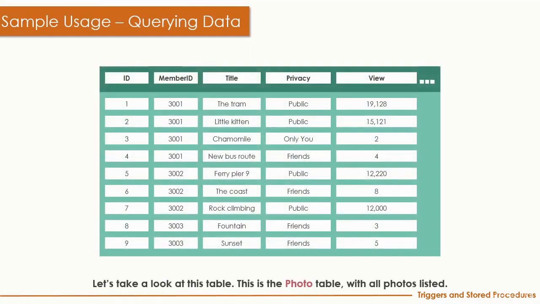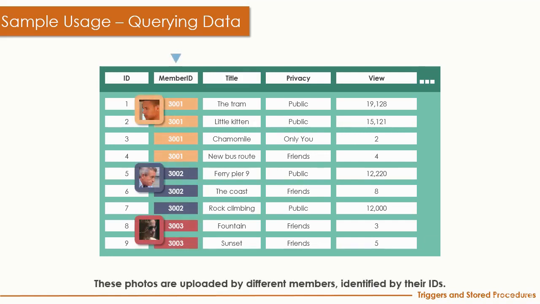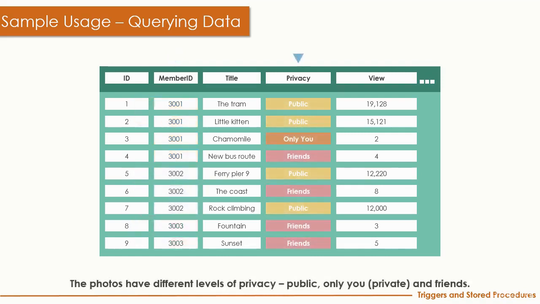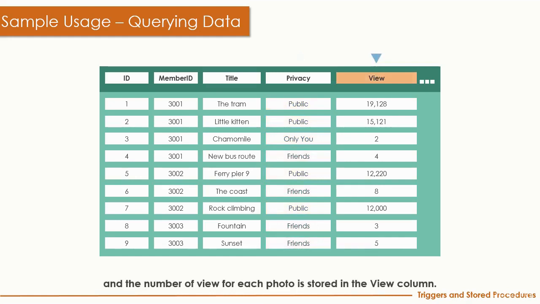Let's take a look at our example. We have a photo table to store the photos, and you see there is a member ID column storing who uploaded the photo, who owns the photo, and we have a privacy column which shows the visibility of the photo. Say public means everyone can browse the photo. Only you means only you, the owner, can view the photo. Friends means someone in your circle or in your contact list can view your photo. And the third column is the view. This is the view count.